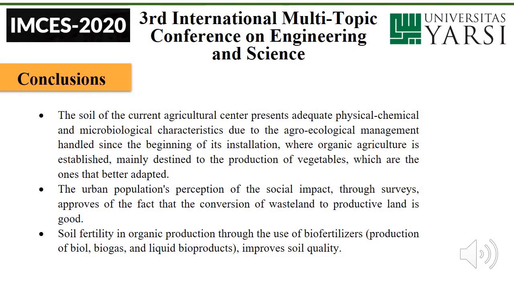Conclusions. The soil of the current agricultural centers presents adequate physical, chemical, and microbiological characteristics due to the agroecological management handled since the beginning of this installation. Agriculture is established mainly destined to the production of vegetables, which are among the best adapted. The urban population's perception of the social impact through service approves of the fact that the conversion of wasteland to productive land is good.